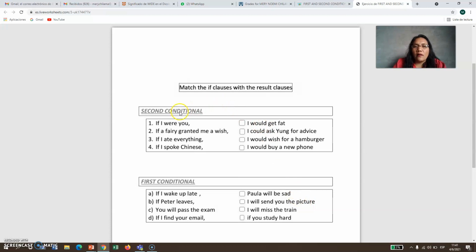Second conditional. Match the if clause with the result clause. If I spoke Chinese, I could ask Jung for advice. If I were you, I would buy a new phone.